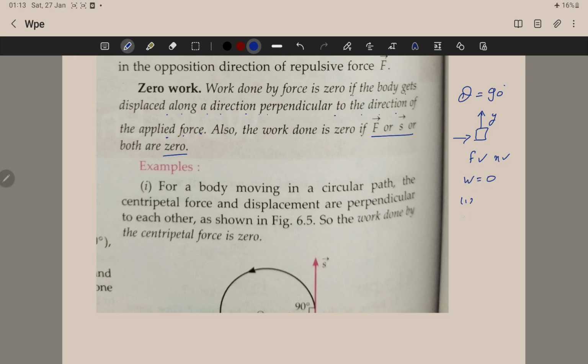And two more conditions. Work is zero if there is no force, or if the displacement is zero. If force is there but displacement is zero, or if force is zero but displacement is there, then also in such cases work is zero.